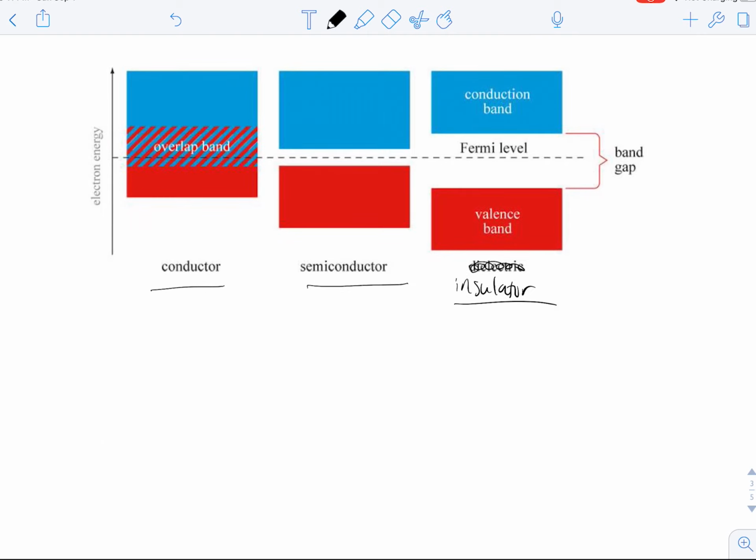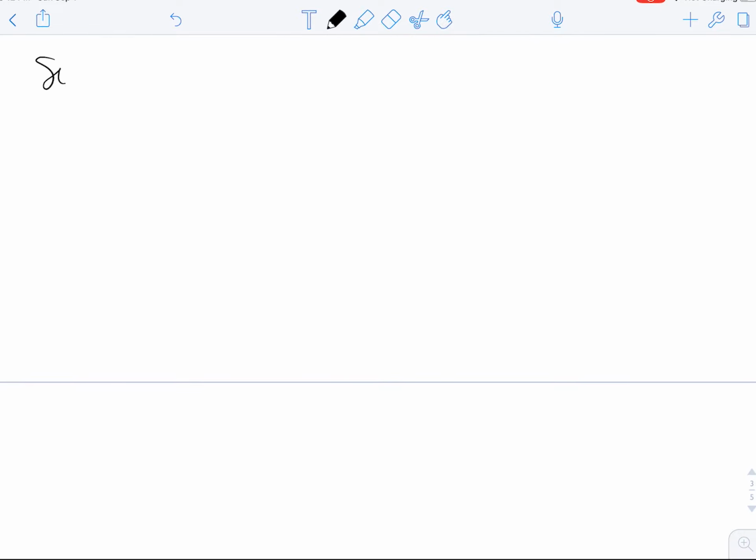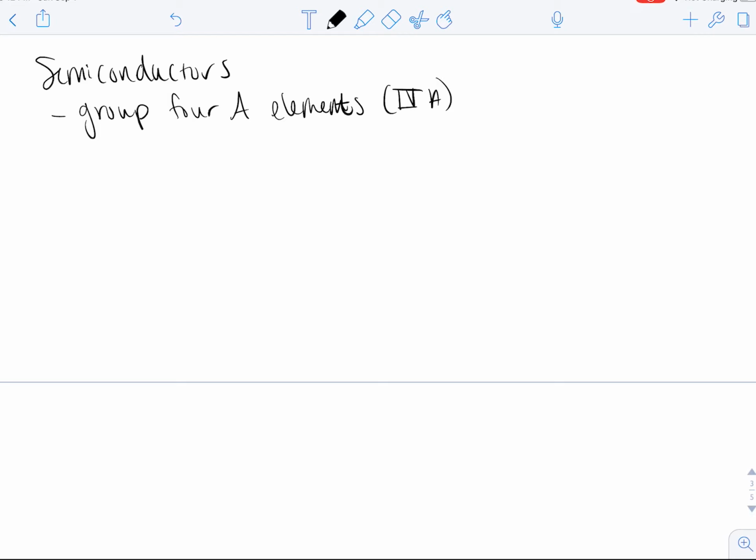Okay, so let's look a little bit more at our semiconductors. Our semiconductors are formed from group 4A elements. So this includes silicon, germanium, so on and so forth. So those are going to be our semiconductors in the elemental form. So elemental semiconductors. We can also have binary semiconductors. So with our group 4, those are kind of our metalloids.